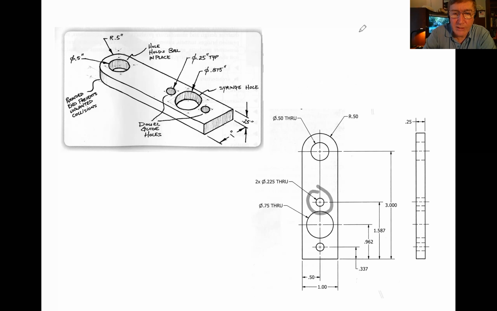Whereas these other holes here have a diameter of 0.225 inches, and there's two of them. There's this one here, and there's that one down there. And the R.5 here, what that means is that's a radius. So this is half of a circle. That arc there is half of a circle, and the radius of the circle is 0.5 inches.